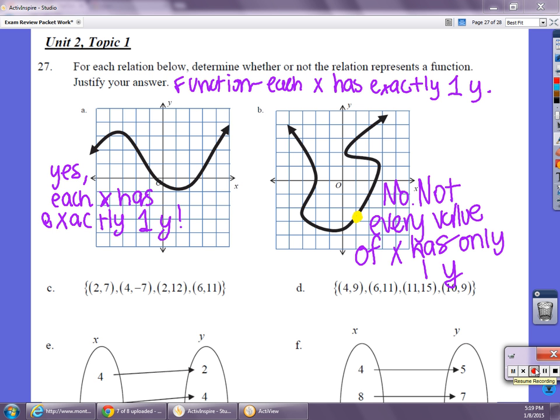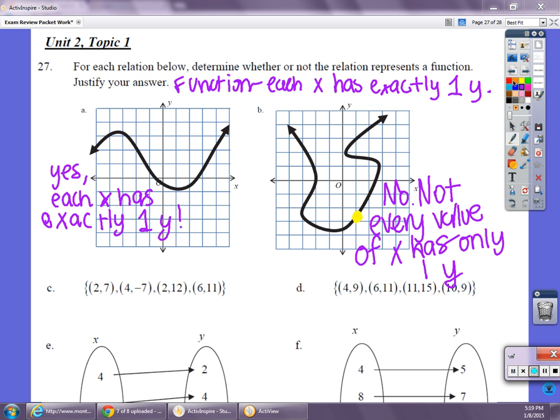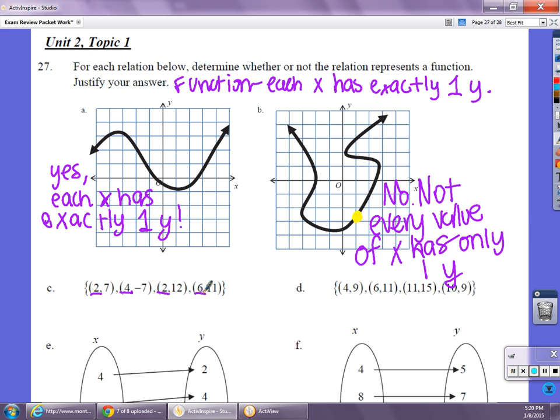Okay, let's look at C. We want no x values to repeat. So let's look at our x values. We have x equals 2, 4, 2, 6. There we go, we see 2 twice. So not a function. Again, we know why: not every value of x has exactly one y.